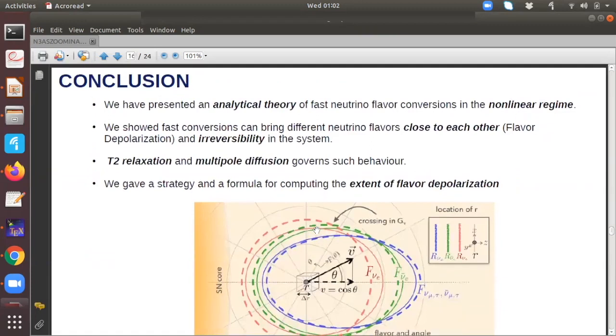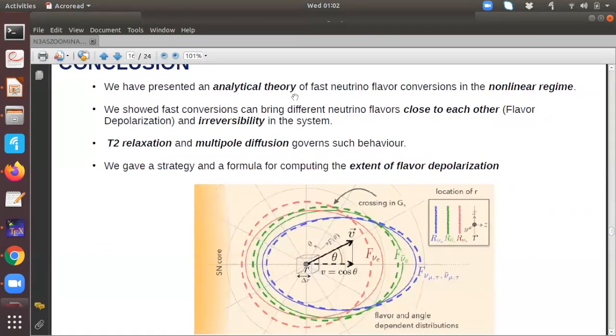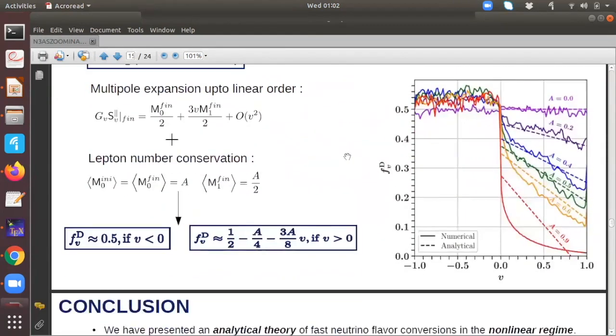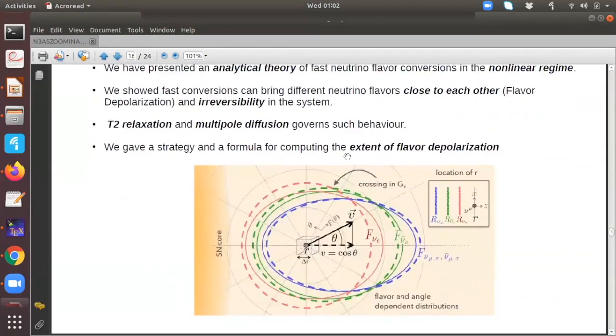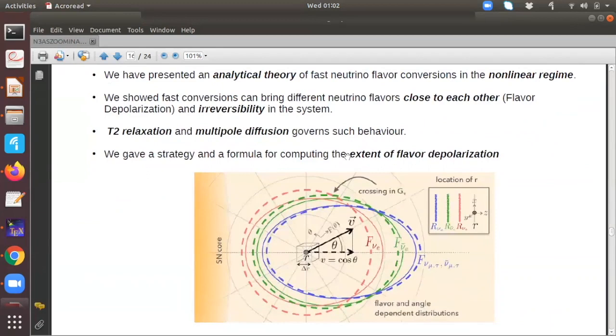To conclude this part, we have presented an analytical theory of fast neutrino flavor conversions in the nonlinear regime. We showed fast flavor conversion can bring neutrino flavors close to each other, which is known as flavor depolarization, and also cause irreversibility in the system. T2 relaxation, which is known as the transverse relaxation, and multipole diffusion basically govern such behavior. And finally, we gave a strategy and a formula for computing the extent of flavor depolarization. So this is the first part of my talk, which represents how, when, and to what extent the flavor depolarization happens, and why there is an irreversibility in the system.